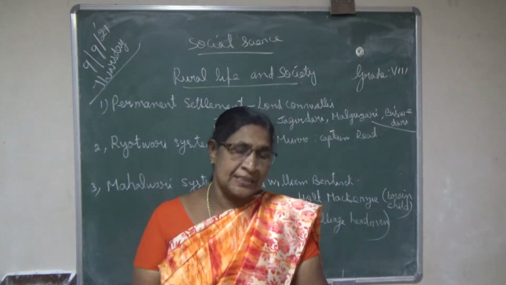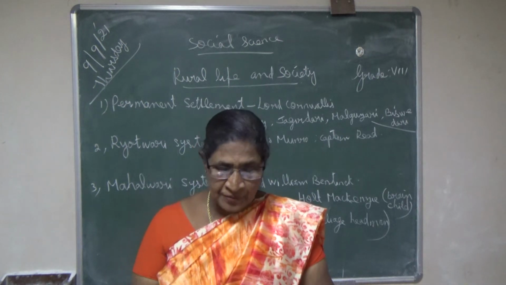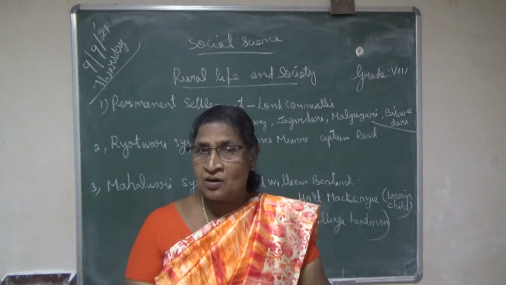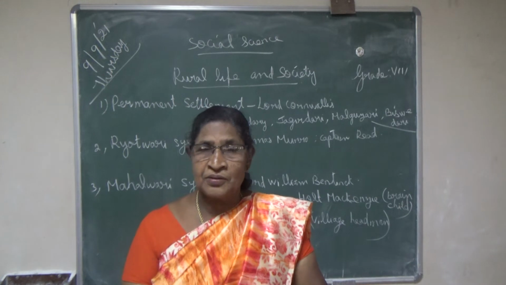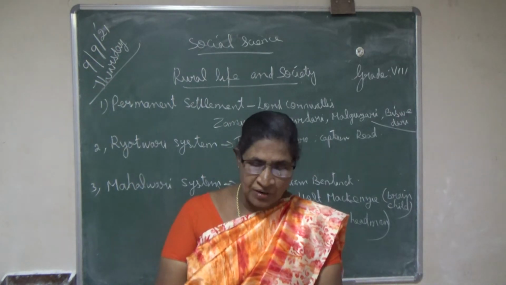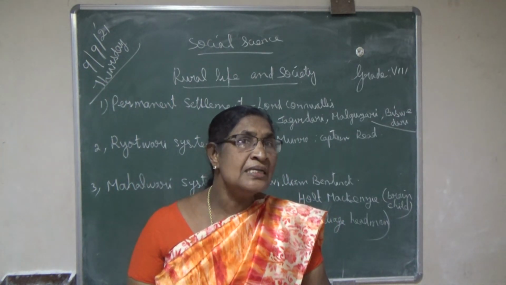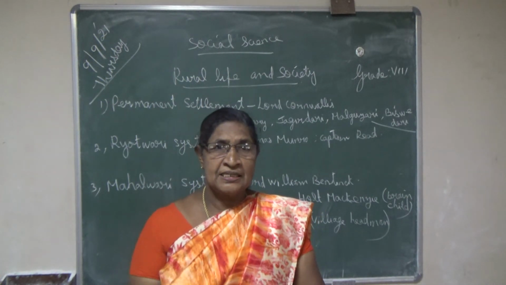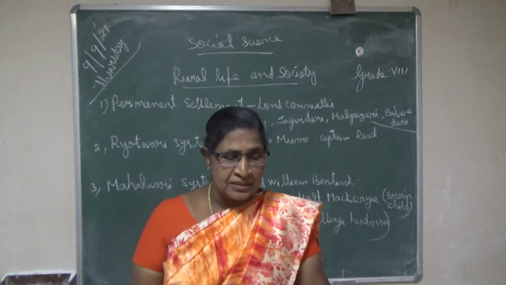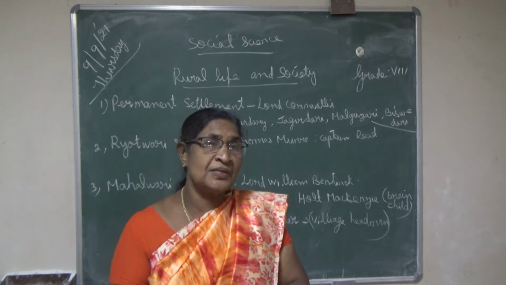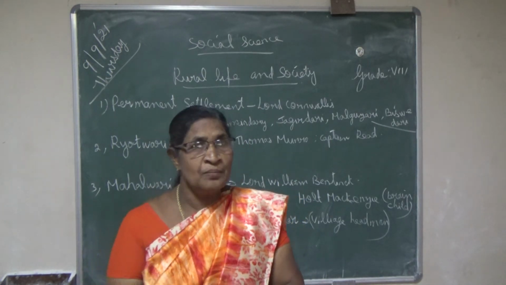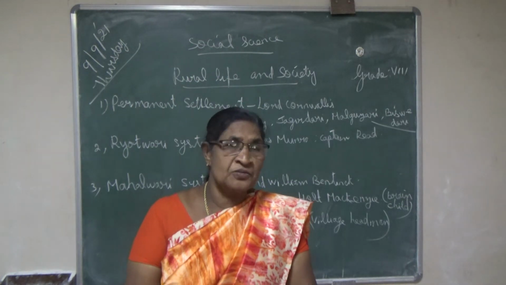Okay, the government fixed the demand at 45 to 55% of the produce. How much tax did they fix? 45 to 55% according to the fertility of the soil. Under this system, the government dealt with the farmers instead of the zamindars. So this system is very good, isn't it? The British government directly collected the taxes, so the cultivators were a little benefited.